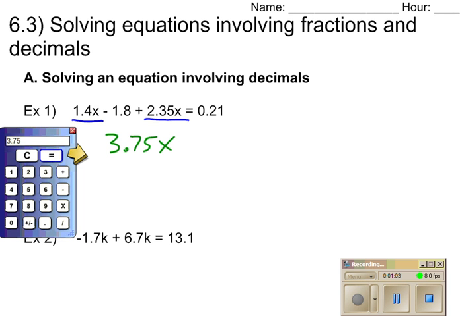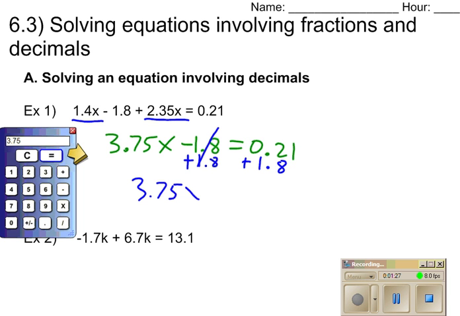There's still a minus 1.8 over here, and that's going to equal 0.21. My next step, I need to get rid of this constant term, so add 1.8 to both sides. It'd be nice if you could follow with your calculators. I'd be left with 3.75x equals, now add these. Let's see, carry it, it'd be 2.01.